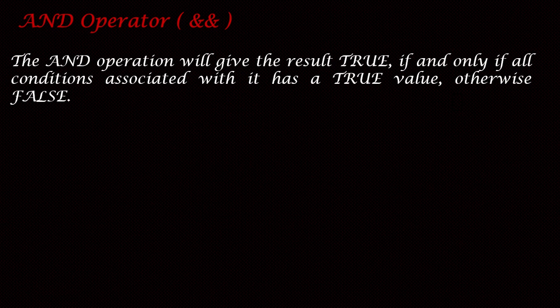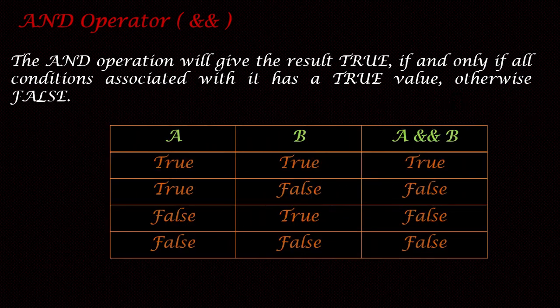First is the AND operator. So what does the AND operation say? The AND operation will give the result true if and only if all conditions associated with it have a true value, otherwise false. So let us take up the truth table. What is said here is that we are taking two conditions, condition A and condition B, and we are using the AND operation between the two conditions.